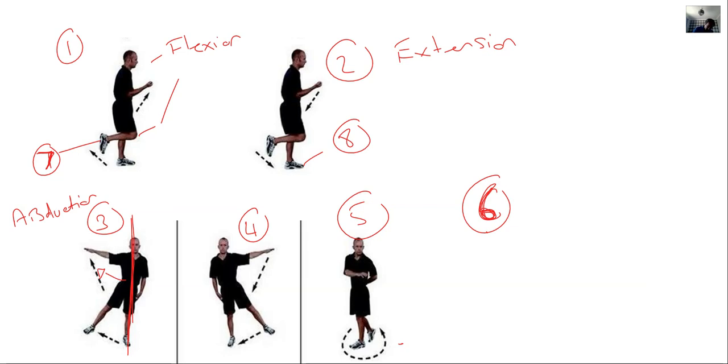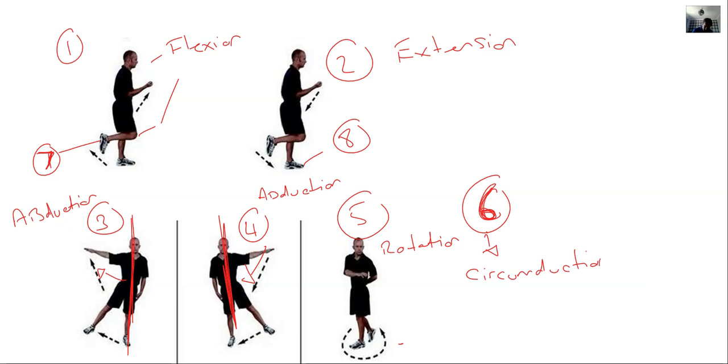Number 4 is then obviously the opposite, so that's adduction. Movement towards the midline of the body. Again, if I put a little line in there, it's movement going inwards. Number 5 is rotation. That's that twisting movement that we have a lot of the time when we're moving round in that sort of direction, which means number 6, sorry there's not a picture for number 6, is circumduction.